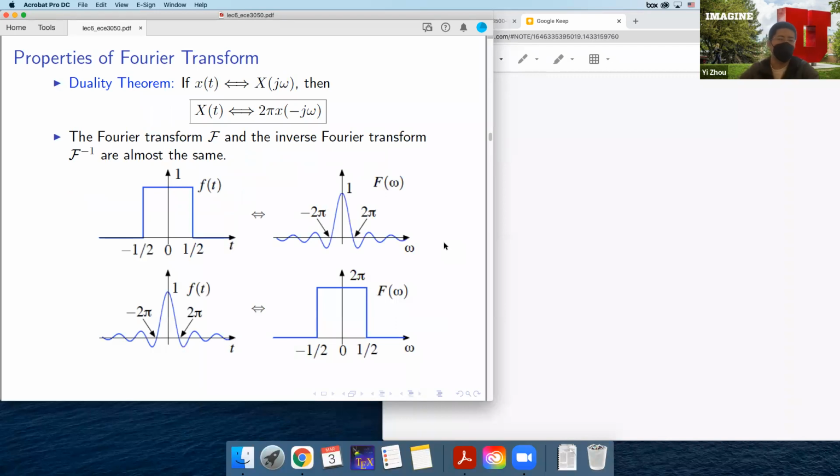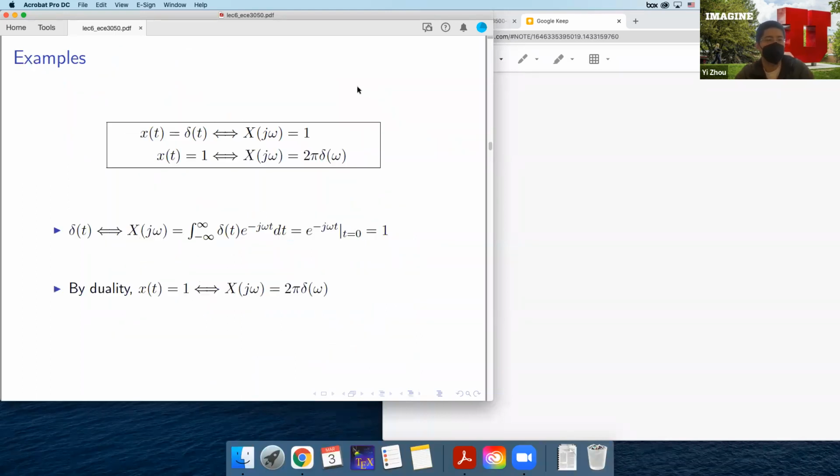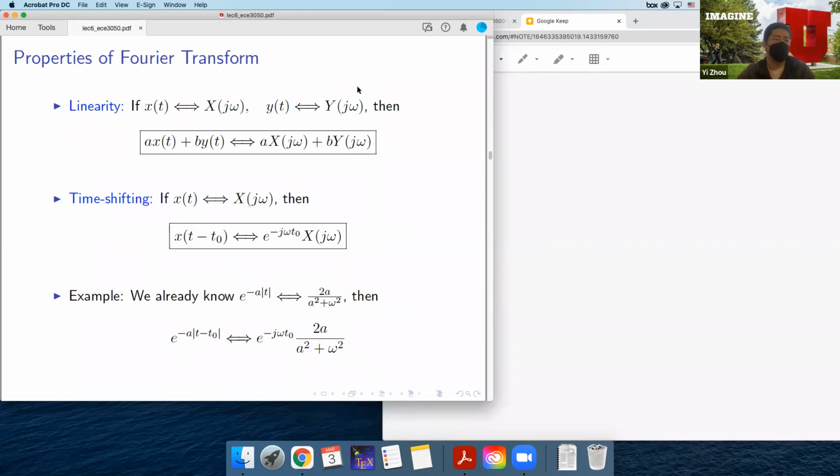Then we started to discuss the fundamental properties of the Fourier transform. We have the duality theorem, which says that if we have a pair of Fourier transforms, then taking the spectrum as a signal, the corresponding spectrum of this signal is given by the original signal function. And then we have linearity. It's very simple because all these integrations are linear.